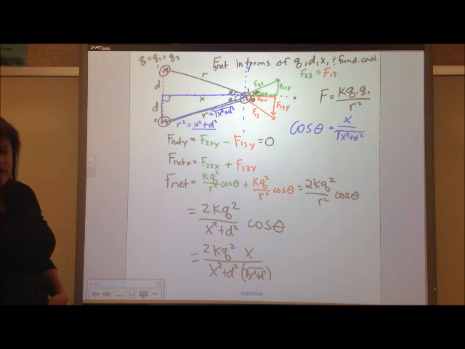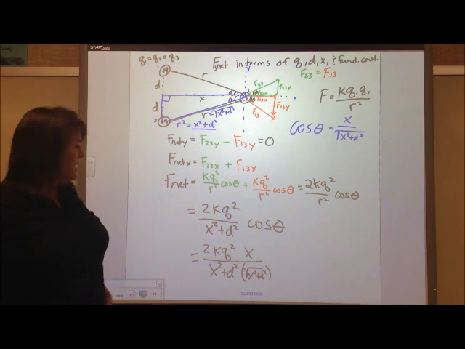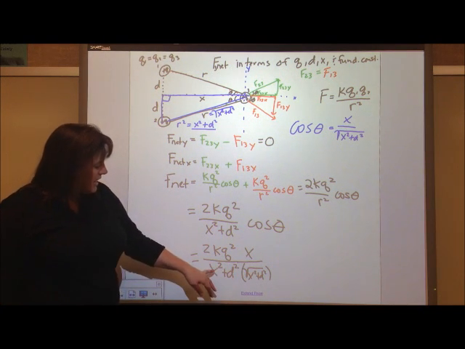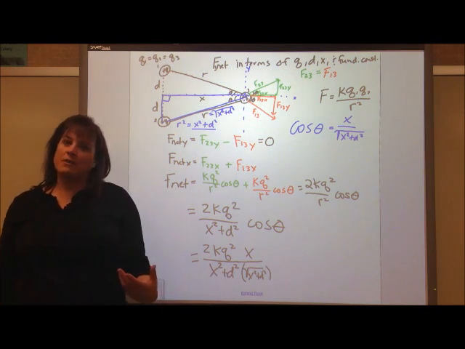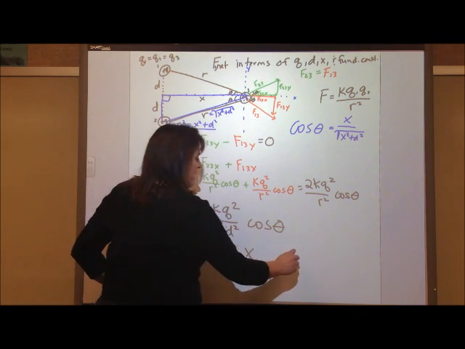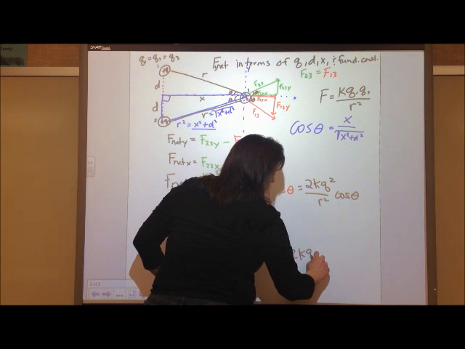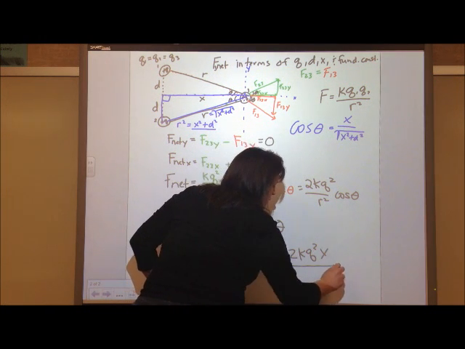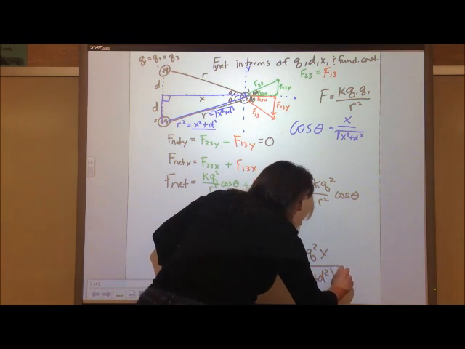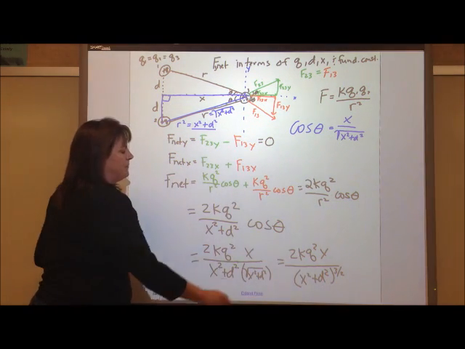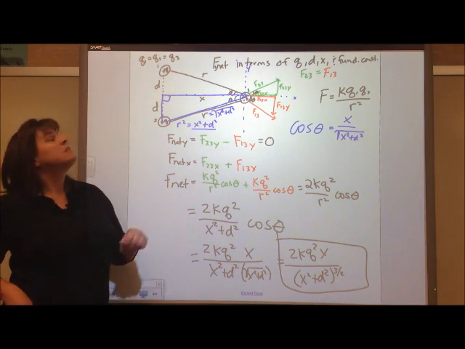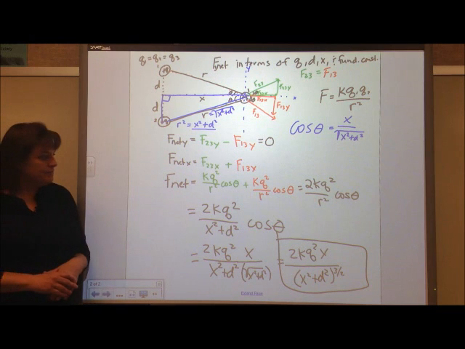Now, of course, we can actually simplify this. This denominator would be the same thing as x squared plus d squared to the 3/2. So I'm going to rewrite this again in more simplified form: 2k Q squared x over x squared plus d squared to the 3/2. And that is my final answer for the net force on particle 3.